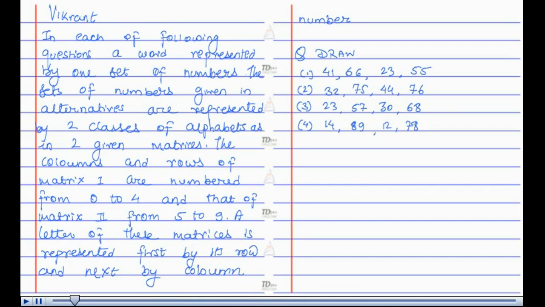In each of the following questions, a word is represented by one set of numbers. The sets of numbers given in the alternatives are represented by two classes of alphabets as in two given matrices. The columns and rows of matrix 1 are numbered from 0 to 4 and those of matrix 2 are numbered from 5 to 9. A letter of these matrices is represented first by its row and next by its column number. Now, DRAW is coded as.